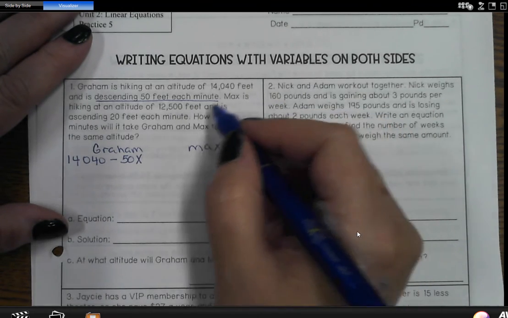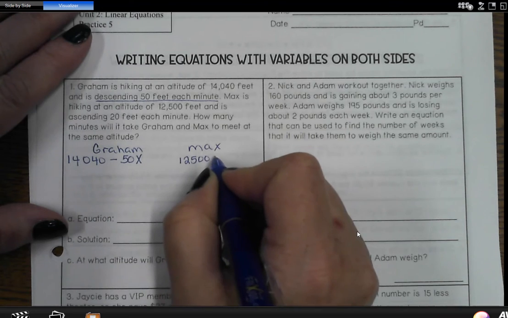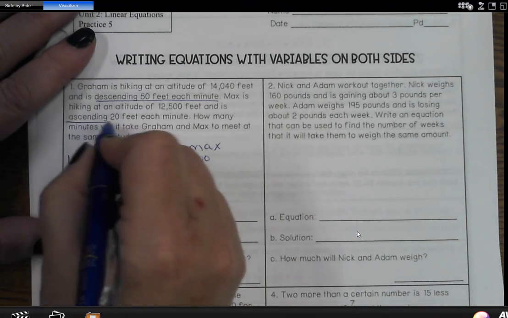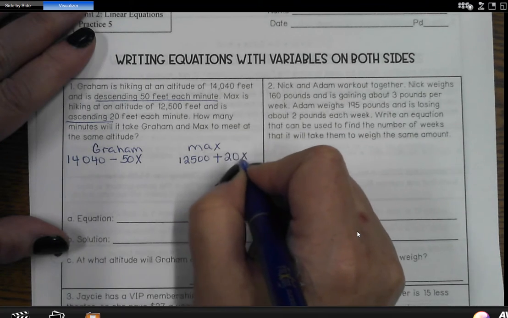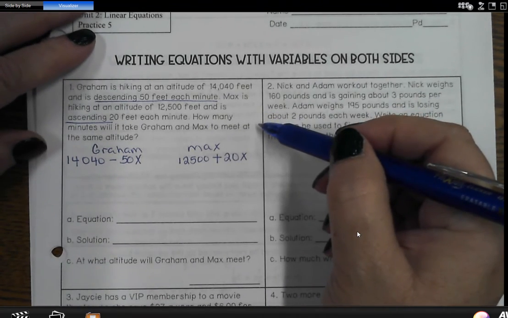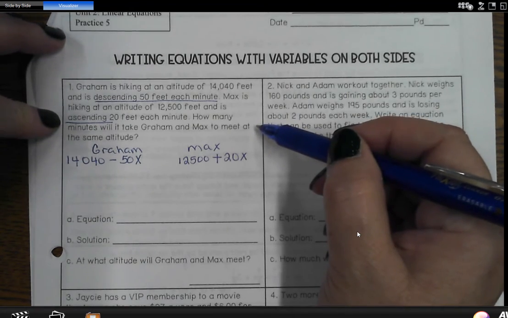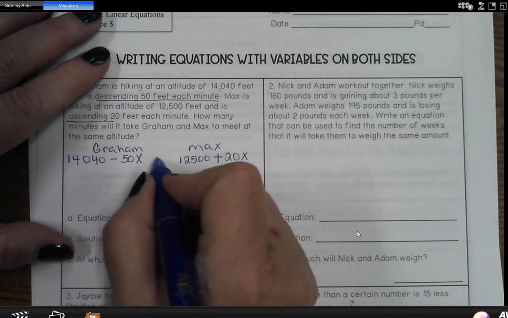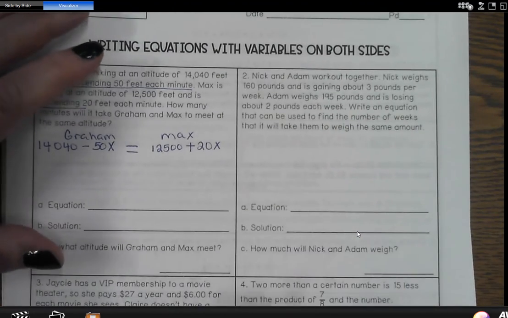Max is hiking at an altitude of 12,500 feet and is ascending. What does that mean? Plus 20x. At how many minutes will it take Graham and Max to meet at the same altitude? What does that mean they are? Equal. All right, let's look at number 2.